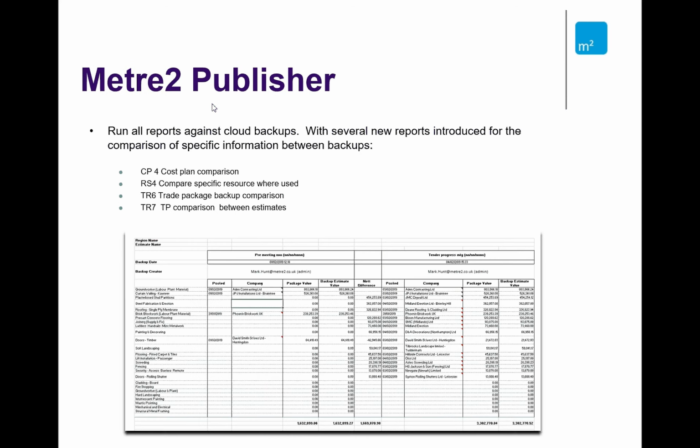We can run reports against them. So all of the publisher reports would now be open to all of the different backups. It means that we can stop making many instance copies of the same job. Copy before tender settlement, copy after tender settlement, copies for submission, copy for value engineering. We only need to keep one active copy of the job. We can put those labels against the appropriate backups. We can run the reports against them.